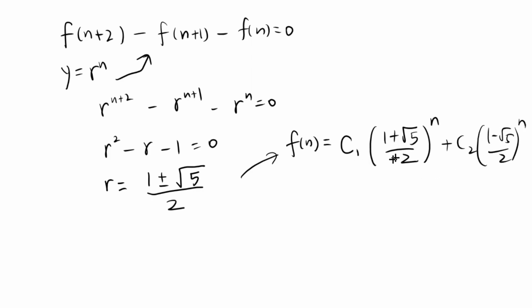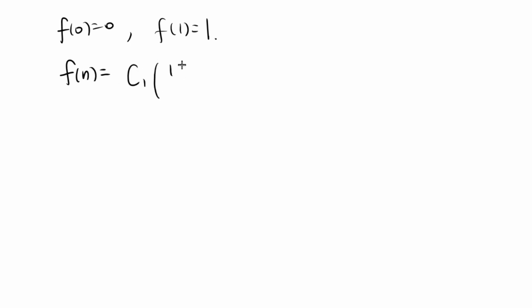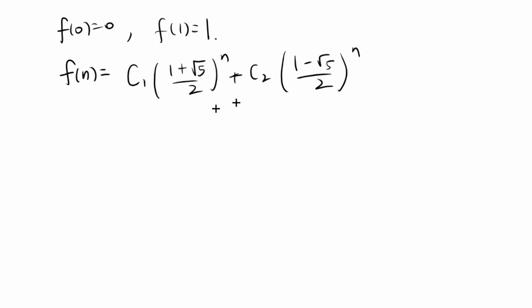Okay, so that's a major result. We are very close to solving the Fibonacci equation. And let's see, we also had f of 0 equals 0 and f of 1 equals 1, right? And our solution is that f of n should be some constant times (1 plus radical 5) over 2 to the nth power, plus another constant times (1 minus square root of 5) over 2 to the nth power.